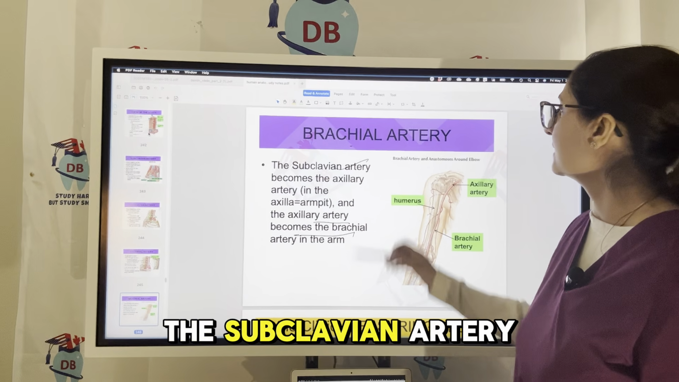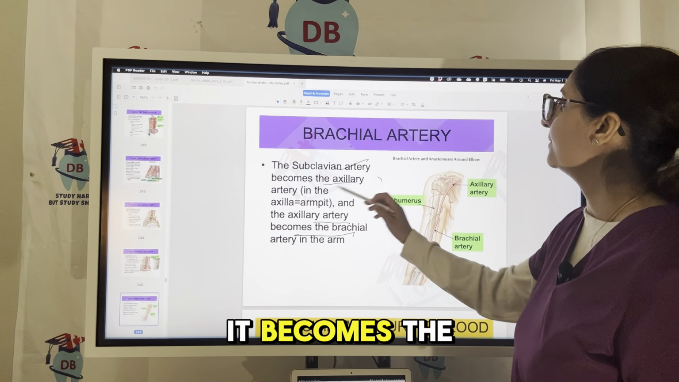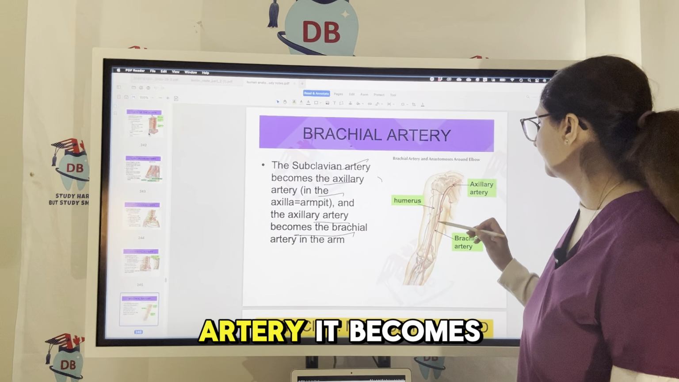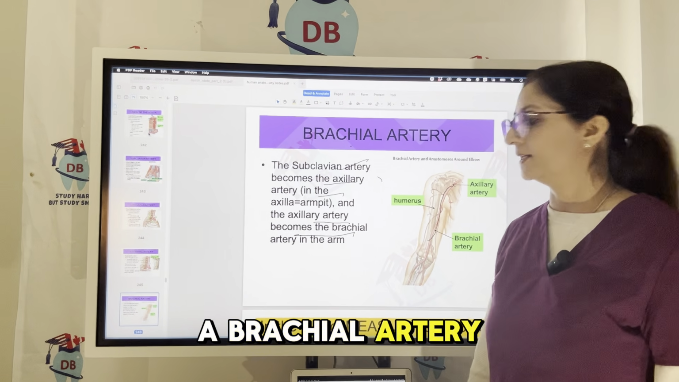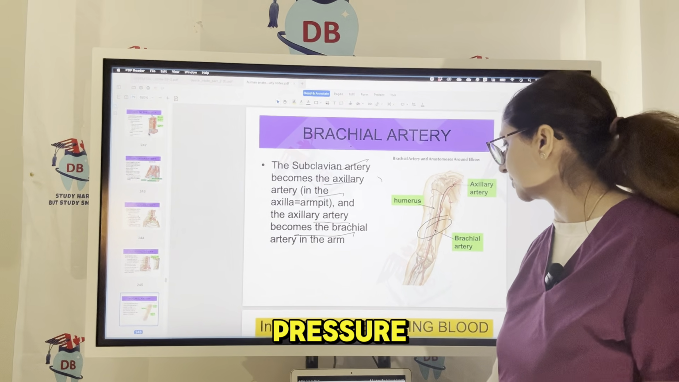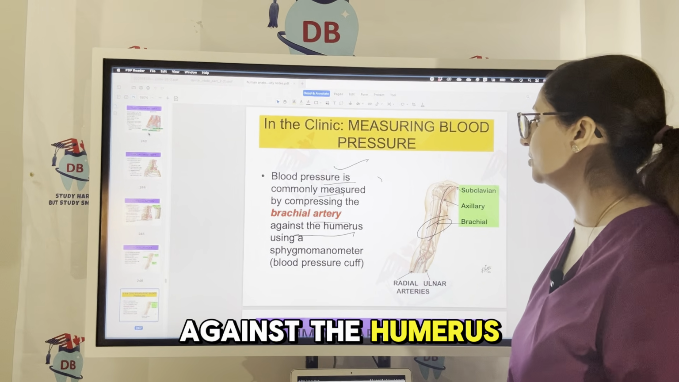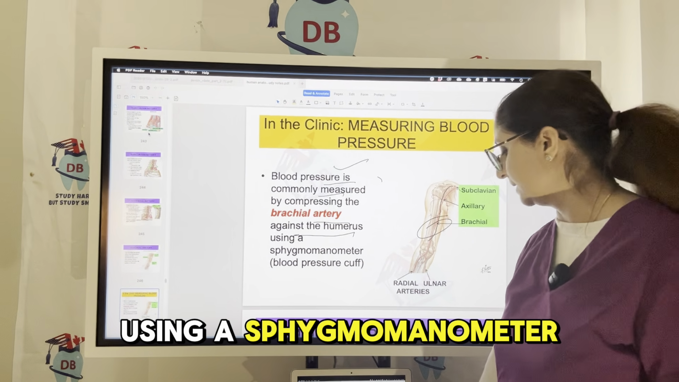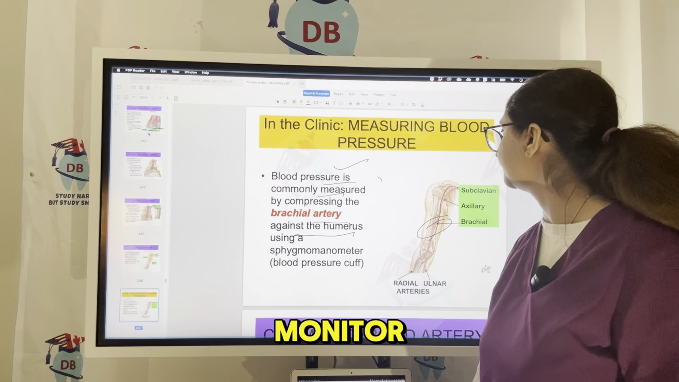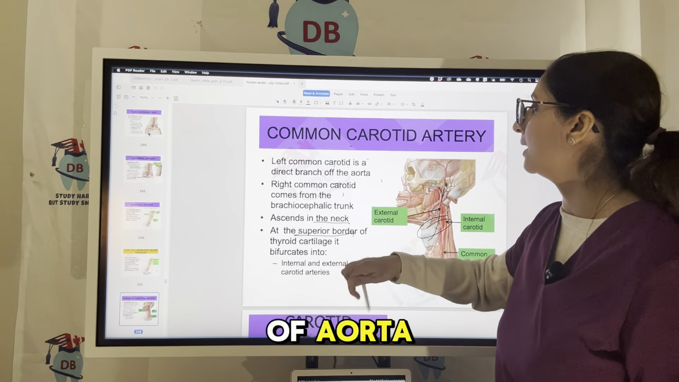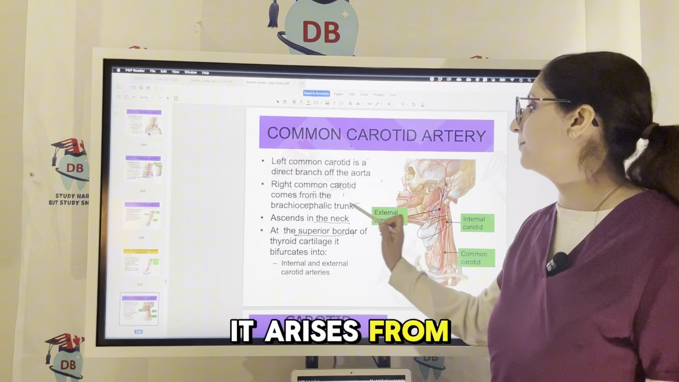Now the brachial artery: the subclavian artery becomes the axillary artery, right? We know, in the armpit. And this axillary artery becomes the brachial artery in the arm. That's where you take your blood pressure. The blood pressure is commonly measured by compressing the brachial artery against the humerus using a sphygmomanometer, the blood pressure monitor.